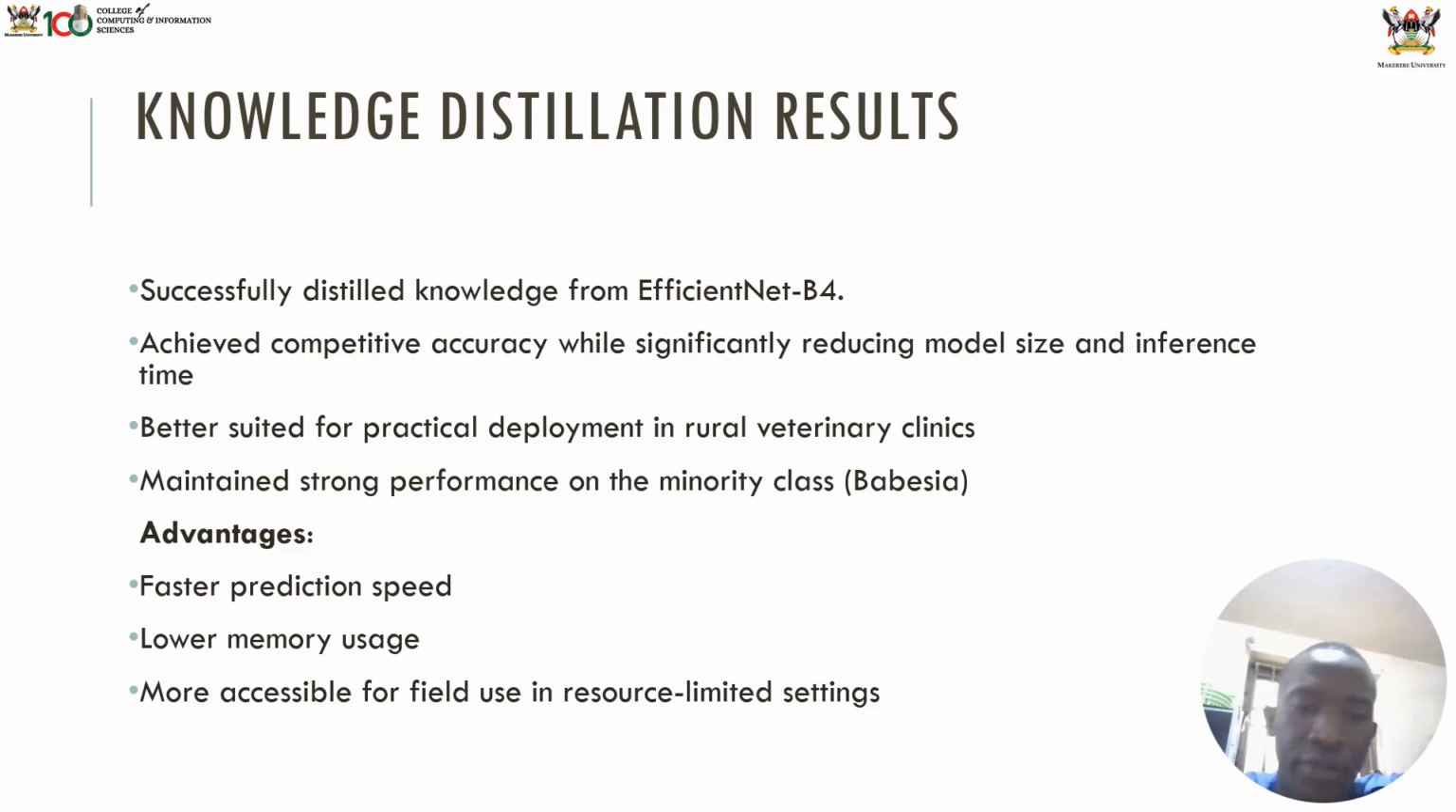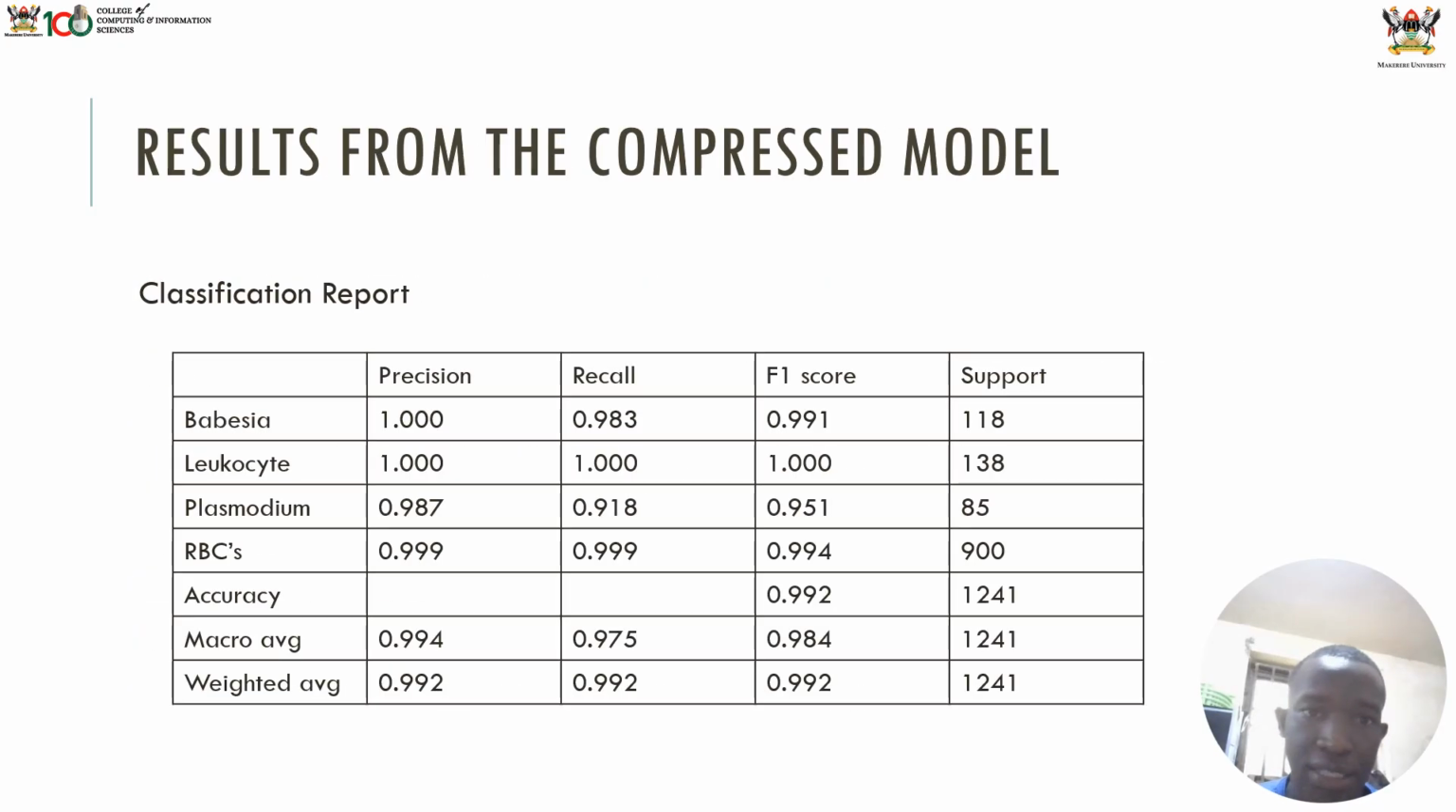So we successfully distilled the knowledge from our EfficientNet-B0. We achieved a competitive accuracy, and a stronger performance with the minority classes, the Babesia. The advantages we came up with are faster prediction speed, low memory usage, and being more accessible for field use in resource-limited settings. So these are some of the results that we got from our model. After compression, we had very good performance in all the classes, and we regarded this as our final model that we are going to deploy.